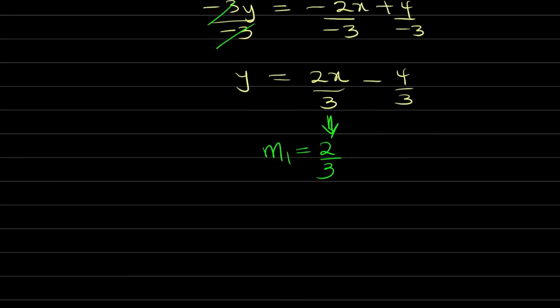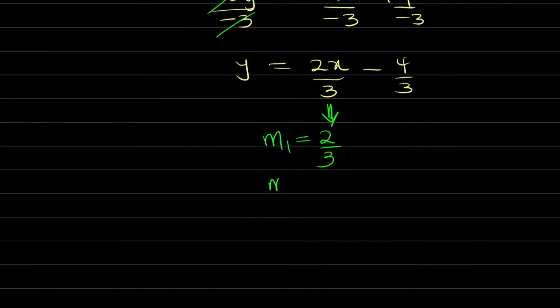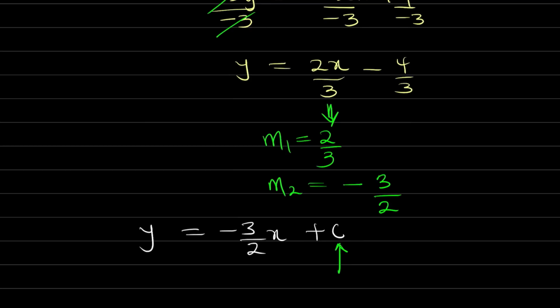If m1 is equal to 2 over 3, m2 by the calculation earlier is going to be minus 3 over 2. So this is what we now need to put in our second equation, which is the required equation. We have y is equal to negative 3 over 2x plus c. We now need to solve for c. To solve for c, we need to substitute the given point, which is 1, minus 2. So this is x and this is y.